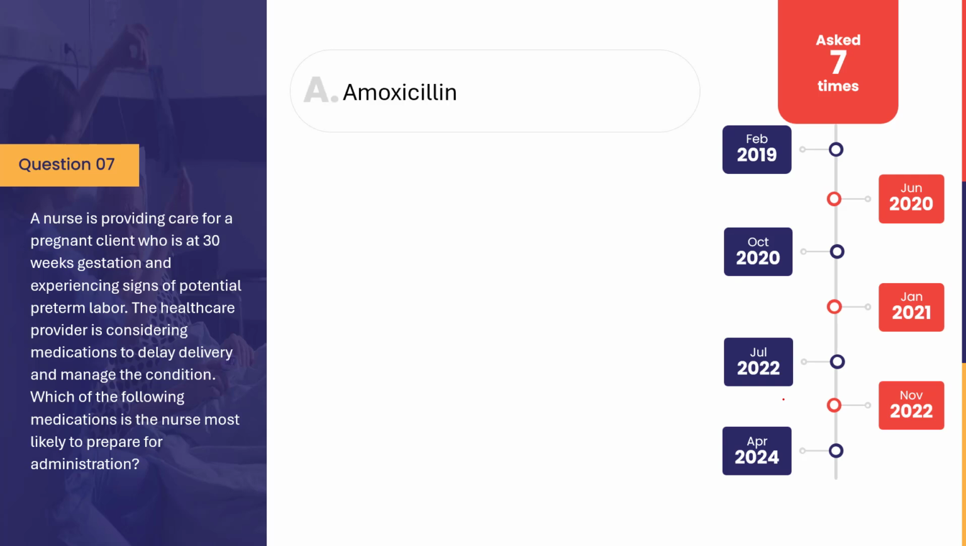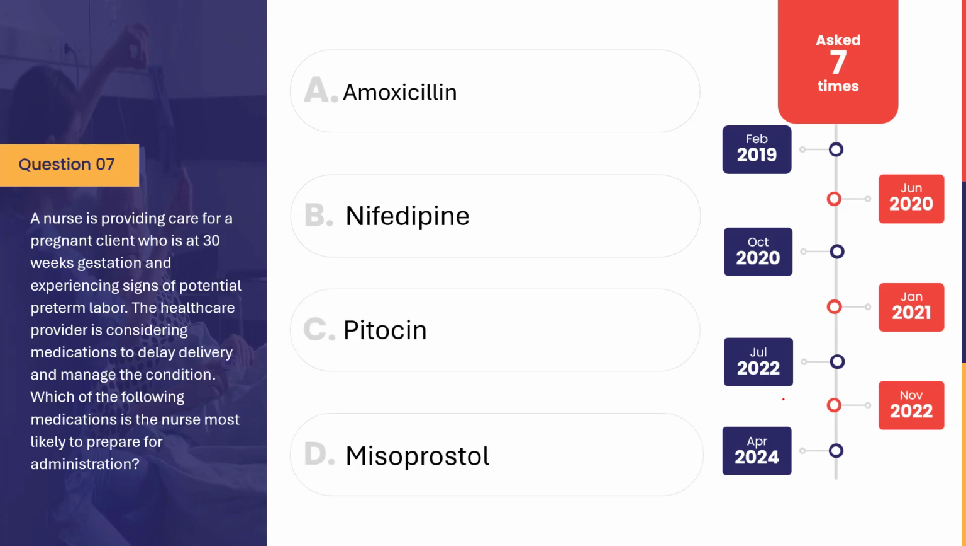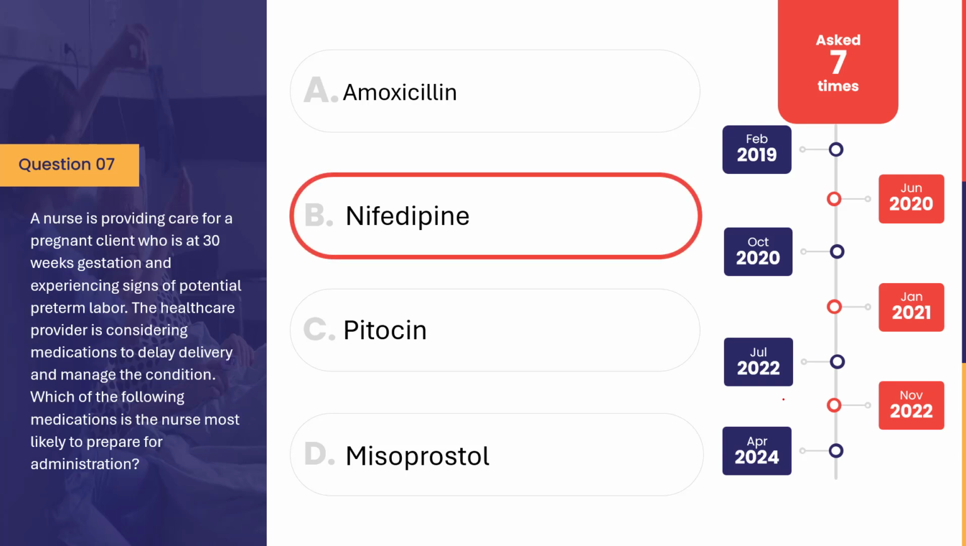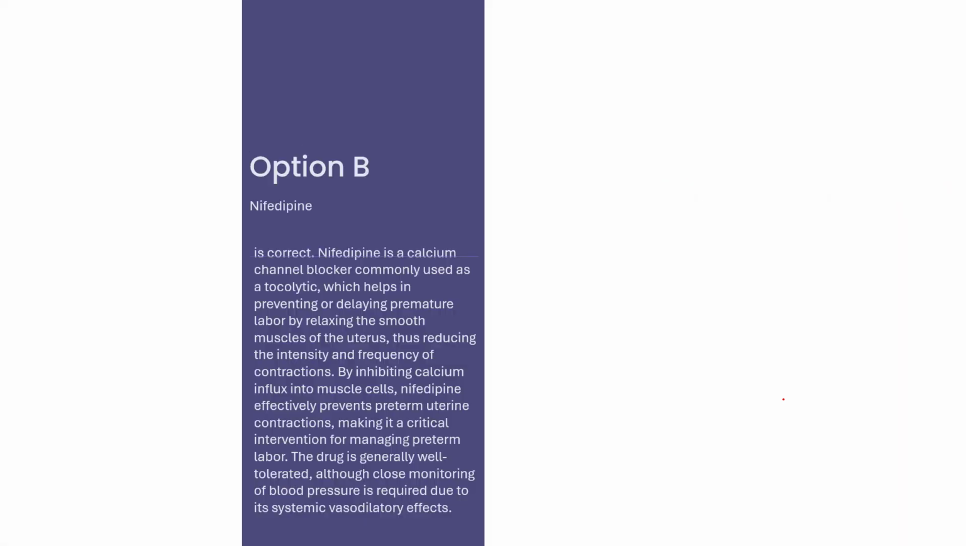Options: A. Amoxicillin. B. Nifedipine. C. Pitocin. D. Misoprostol. The correct answer is B. Nifedipine. B is correct. Nifedipine is a calcium channel blocker commonly used as a tocolytic, which helps in preventing or delaying premature labor by relaxing the smooth muscles of the uterus, thus reducing the intensity and frequency of contractions.